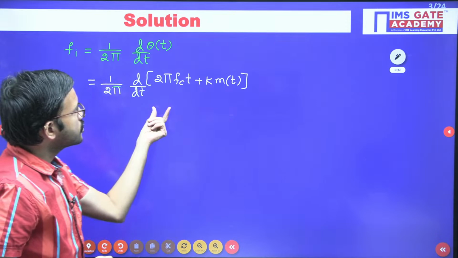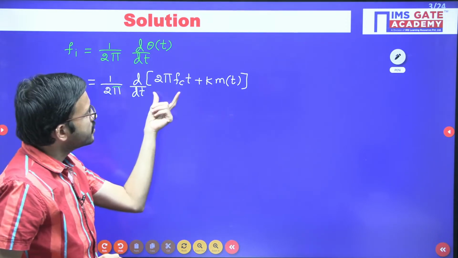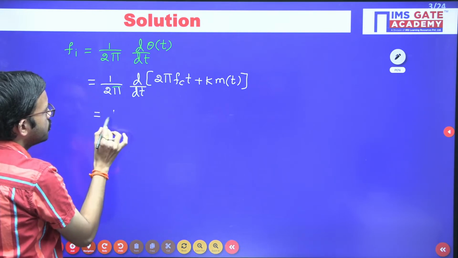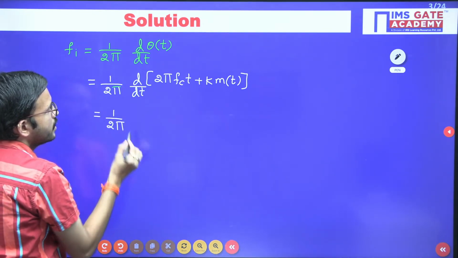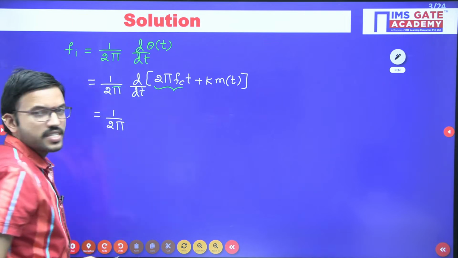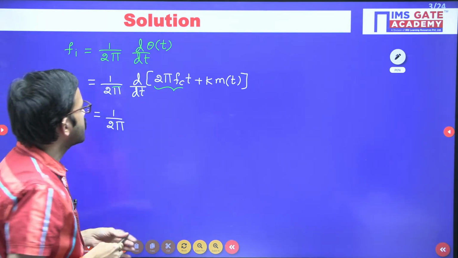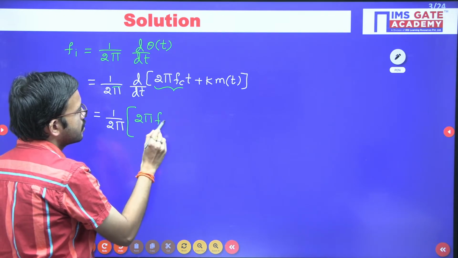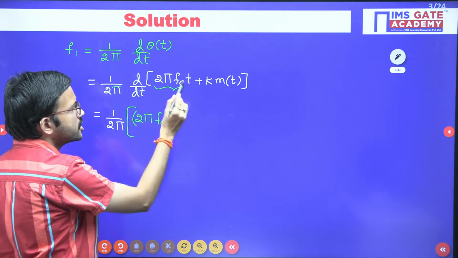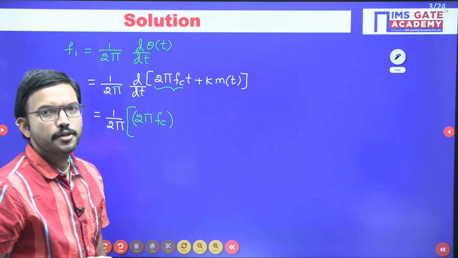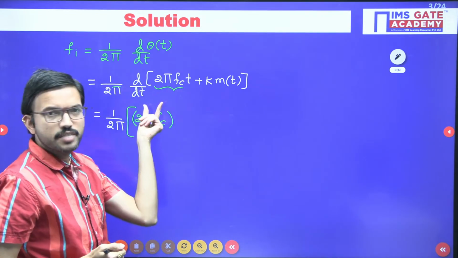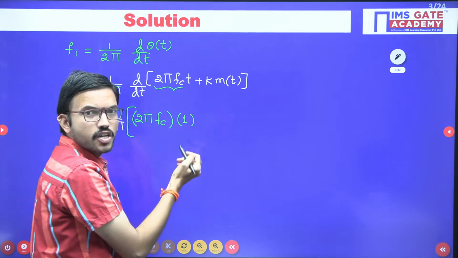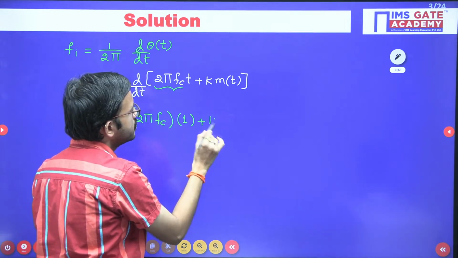I hope all of you know how to perform the differentiation. It is a very simple differentiation. Here 1 by 2 pi I am keeping as it is. In this particular term, 2 pi f c is the constant, so we can keep that constant as it is. Now all of you please respond: differentiation of t with respect to t, what will you get? You will get 1. Plus here k is the constant.